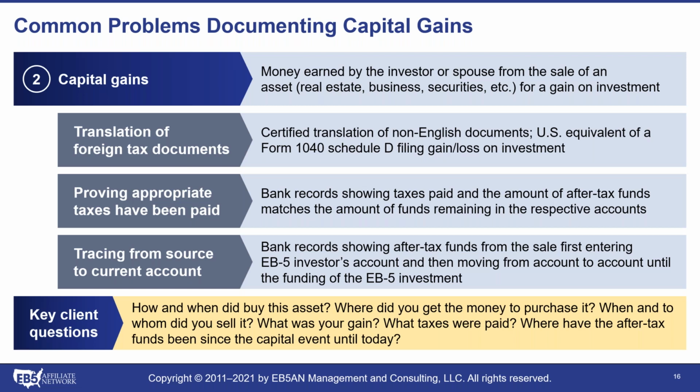And, you know, for all sources of funds, and this goes for capital gains, it goes for ordinary income, there's a standard of proof here, and that proof is the preponderance of the evidence. And you need to demonstrate that it is more likely than not, or 51% likely, that this is true. And this is lower than beyond a reasonable doubt or clear and convincing evidence. But in reality, USCIS officers are really, really picky when it comes to source of funds.